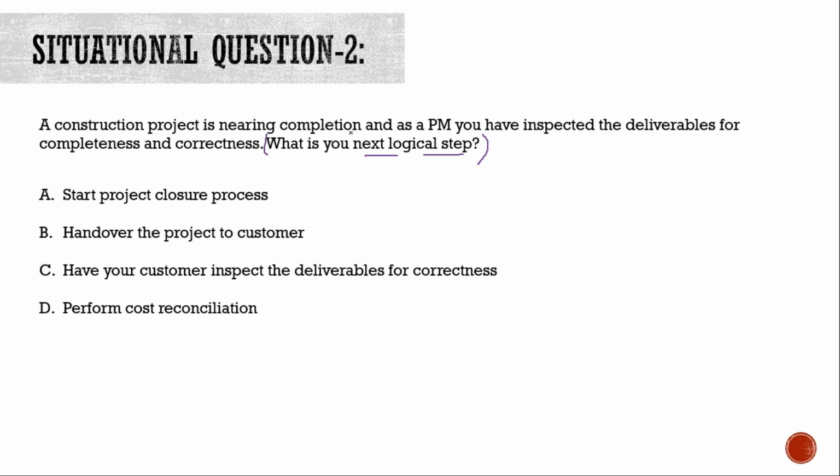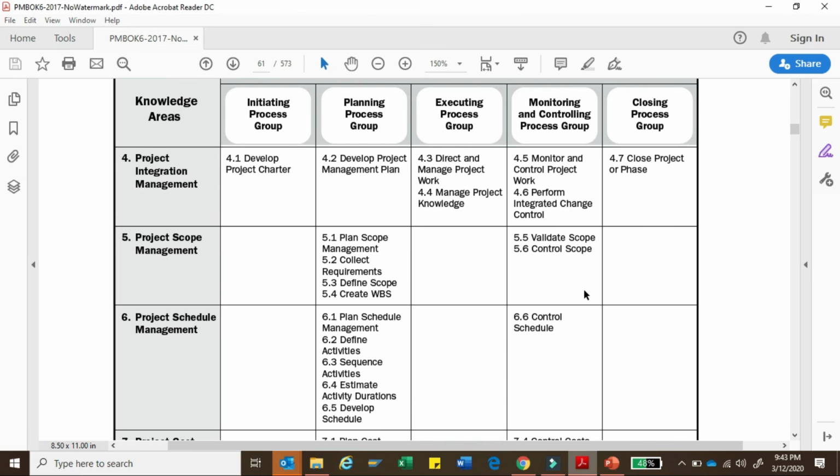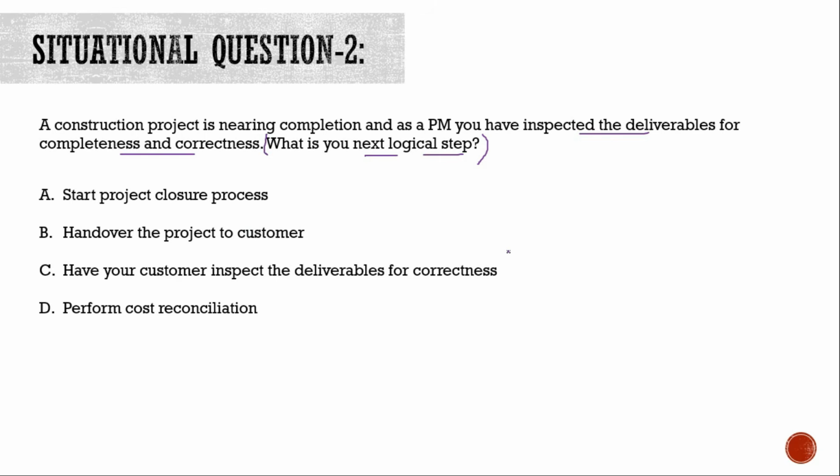A construction project is nearing completion, and as a PM, you have inspected the deliverables, very important, for completeness and correctness. So you are in the validate scope process group. Okay, so if you see table number 4.1, you are right in this stage of the monitoring and controlling process group, which is validate scope. So you are in the validate scope process.